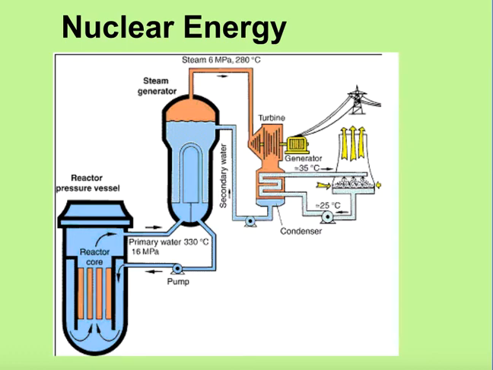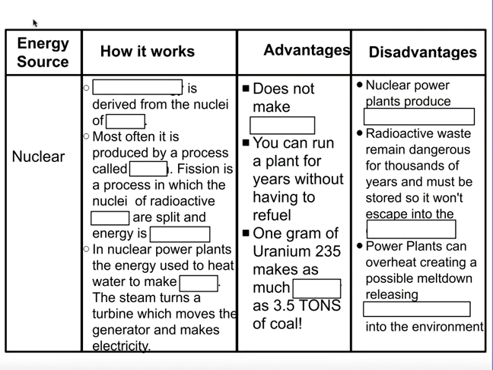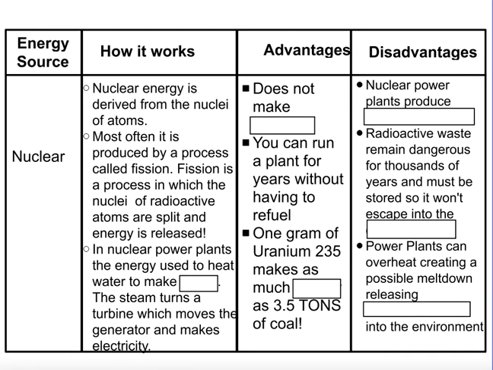The last one we'll talk about is nuclear energy. Nuclear energy happens through nuclear fission or fusion. Nuclear energy is derived from the nuclei of an atom. Atoms are very, very small and make up all non-living things. Most often, it is produced by a process called fission. Fission is a process where the nuclei, or center of an atom, is radioactive and they split. The energy is then released by the splitting of an atom.